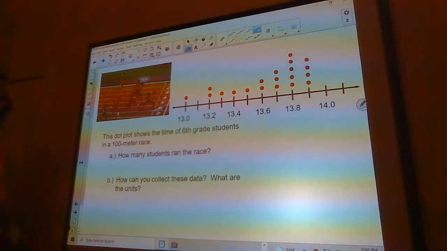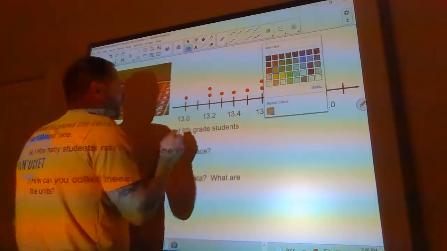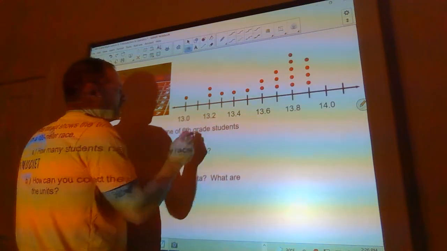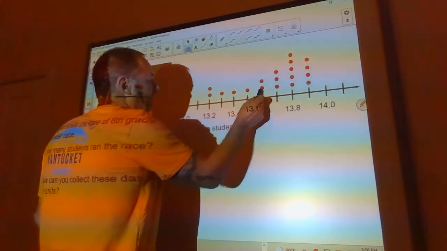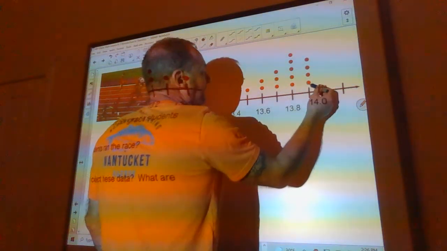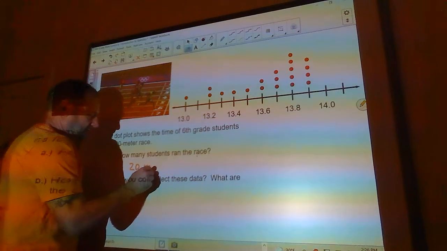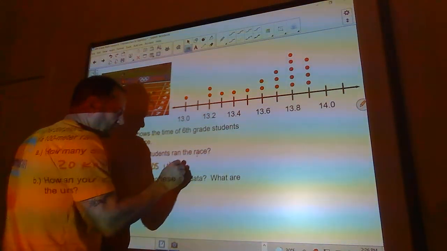Okay, this data plot shows the time of 6th grade students in a 100-meter race. How many students ran the race? Okay, well that's simple. You're just going to count up all the dots on here. So I got 1, 2, 3, 4, 5, 6, 7, 8, 11, 16, 20. So there's 20 kids. 20 kids in the race.